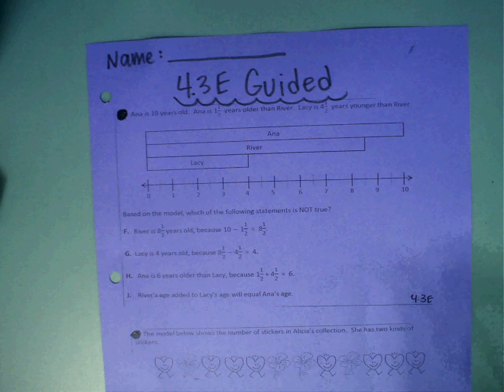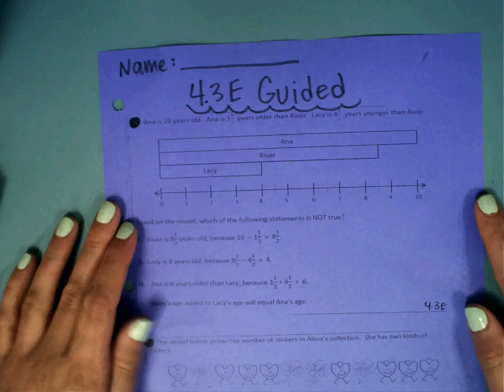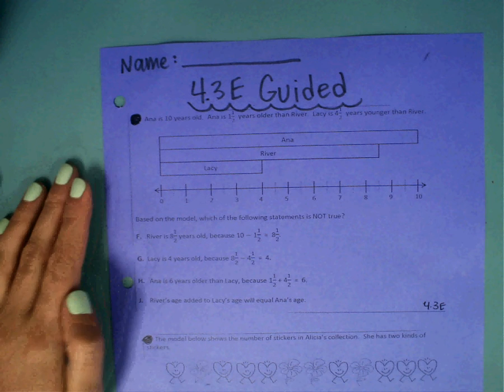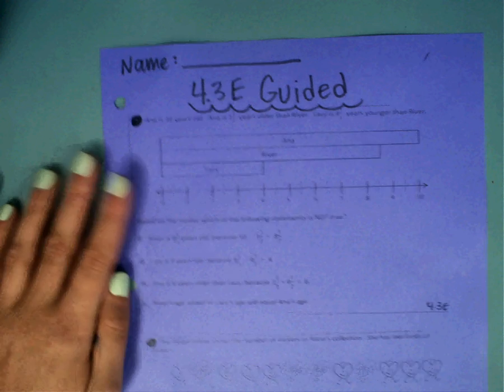Okie dokie, artichoke. So we're going to look now at 4.3e, which involves adding and subtracting fractions and mixed numbers. Okay, so let's look at this first one.